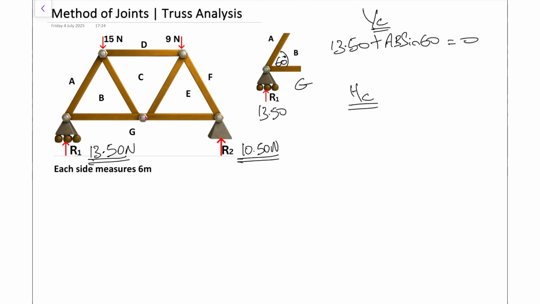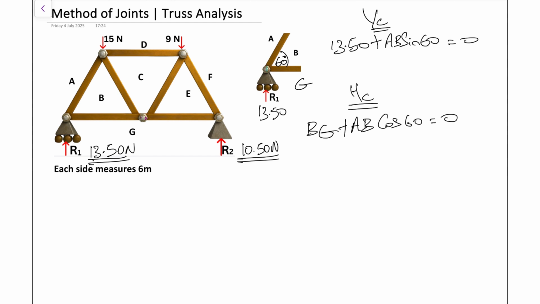Now, just for you to compare the two equations, I'm going to set up the horizontal force components. For that, we won't use R1 because that's just a vertical force. So what we would have is BG. It's just horizontal, so no BG sin or cos. So BG plus, in this case, AB cos 60 equals 0. As you can see, in one equation we have only one unknown, and in the other we have two unknowns.